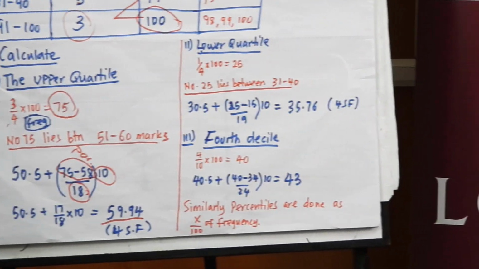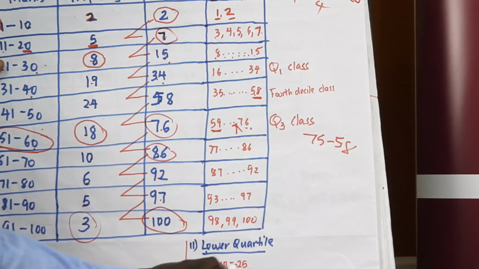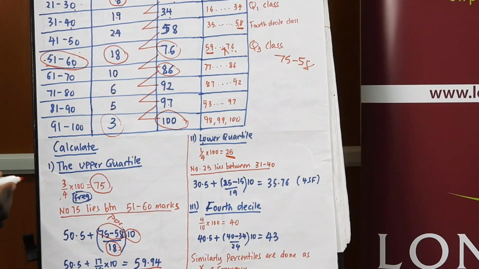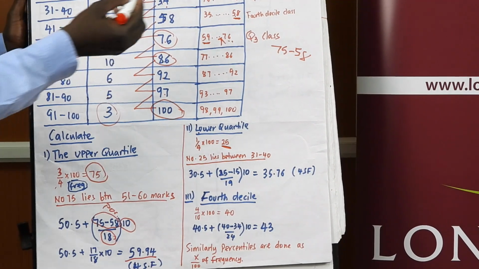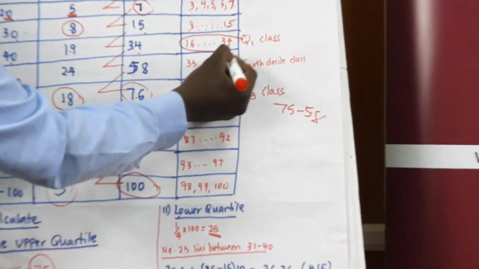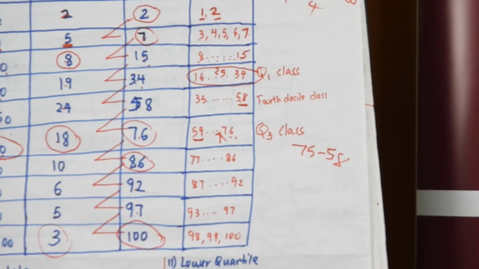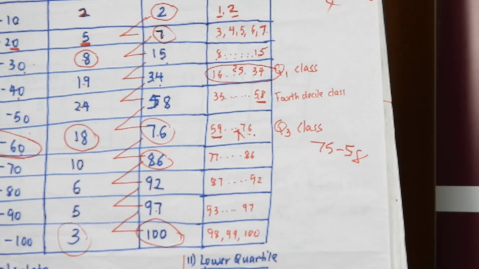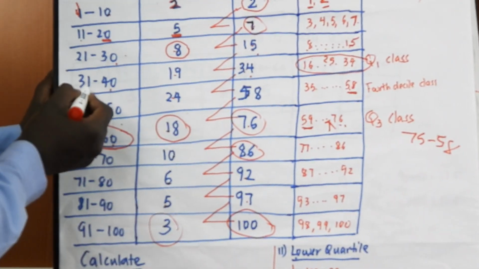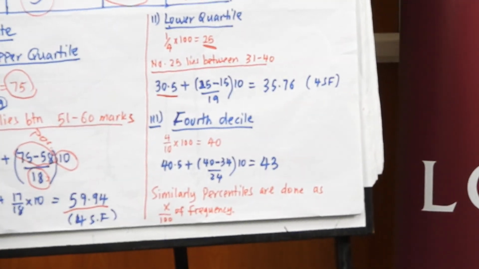Then we need the lower quartile. That's a quarter of 100. A quarter of 100 is 25. So we want student number 25. The last one here is 15. So 25 definitely lies somewhere here. So we know the class. We first identify the class where number 25 lies. After that, we take the lower class limit, which is 30.5.